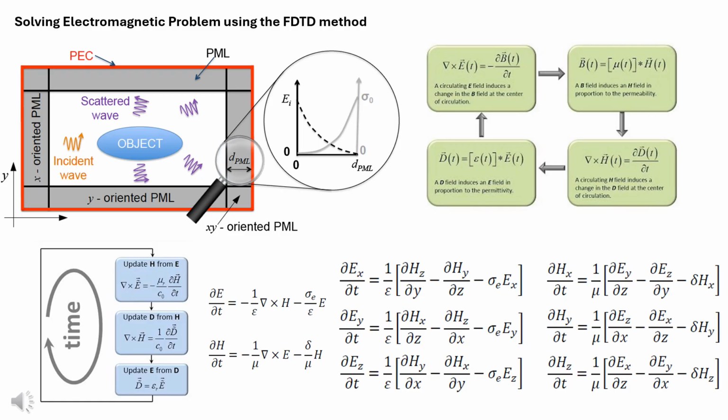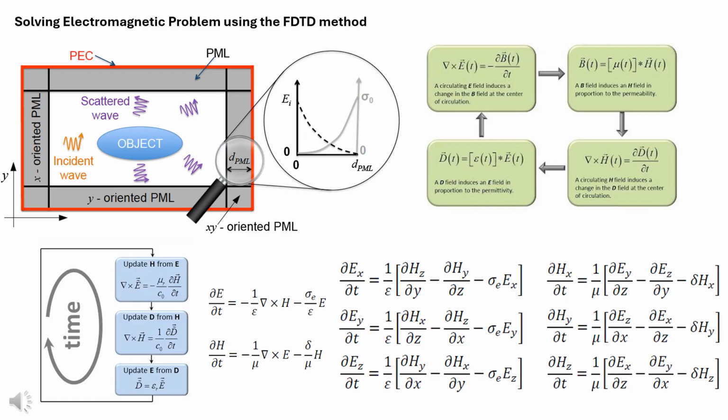Surrounding the central object in the simulation are perfectly matched layers, PMLs, which are a key feature in FDTD simulations. These layers are strategically placed along the boundaries of the computational domain to absorb outgoing waves, thereby preventing any reflections that could distort the simulation results. The PMLs in the diagram are oriented along the x, y, and xy directions, ensuring comprehensive absorption of waves from all edges of the grid. This setup allows the FDTD simulation to accurately mimic an open space where waves can freely propagate without artificial boundary effects.